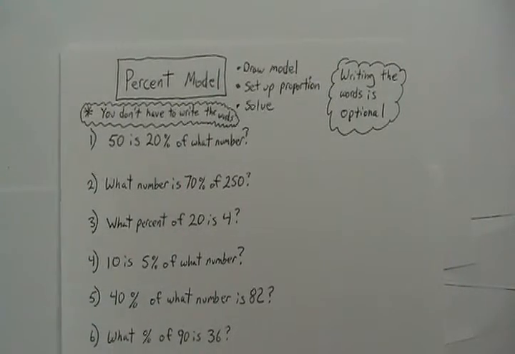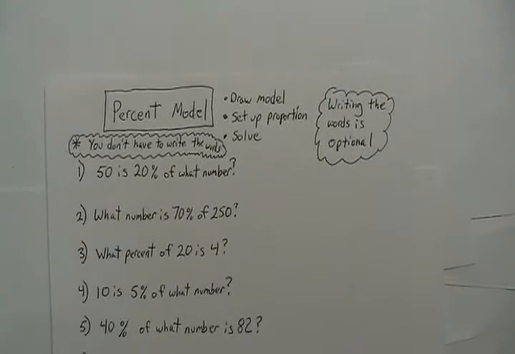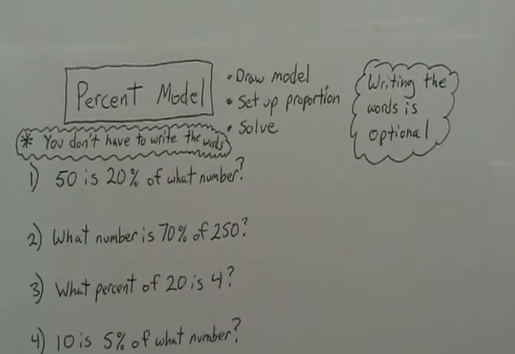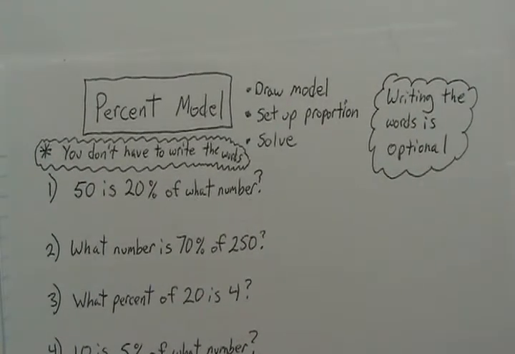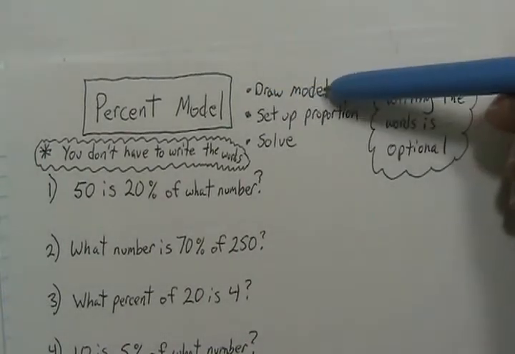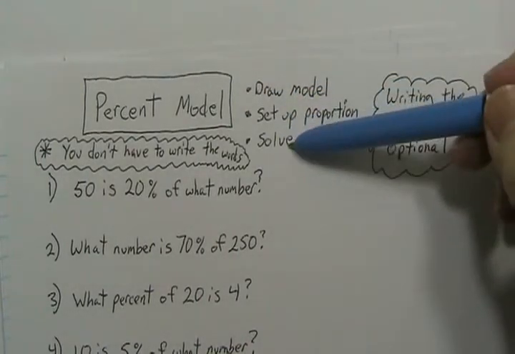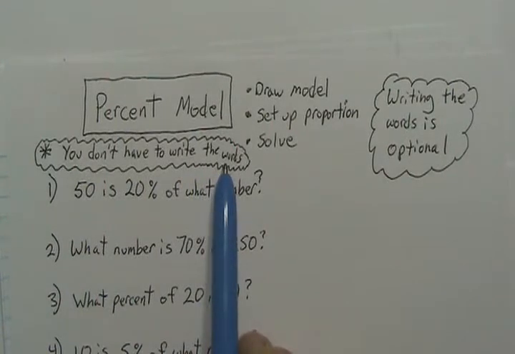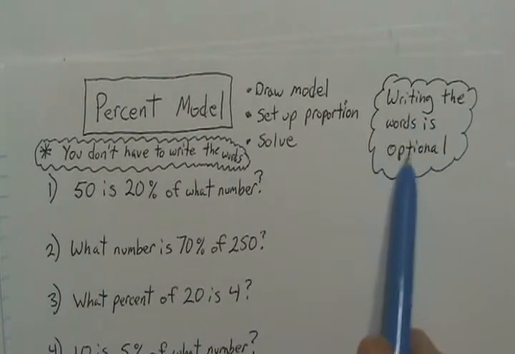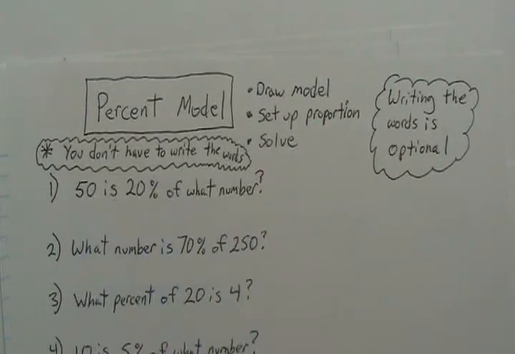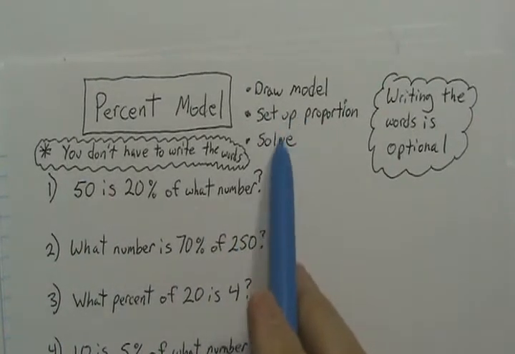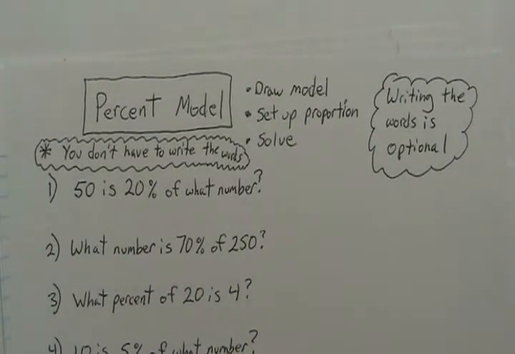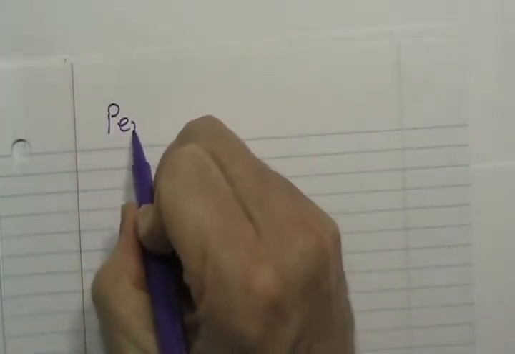Okay, percent model. Let me zoom in a little bit so we can read this together. Here are the steps that we need to do: draw the model, set up the proportion, and then solve. You don't have to write the words if you don't want to. Writing the words is optional. Just the model, the proportion, and then solve. So you just title your paper percent model.